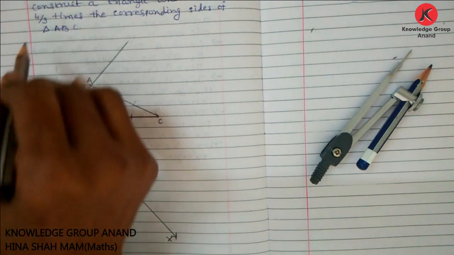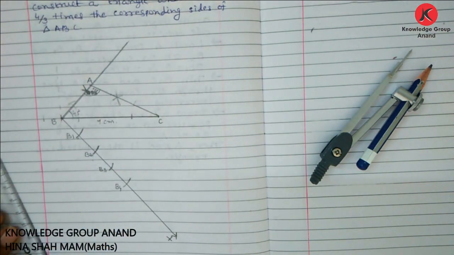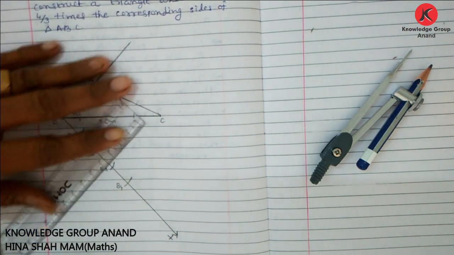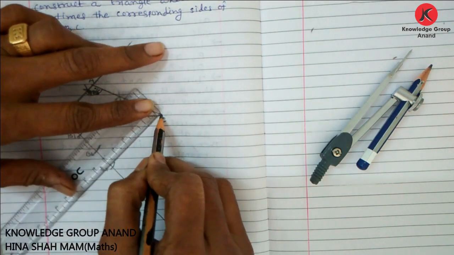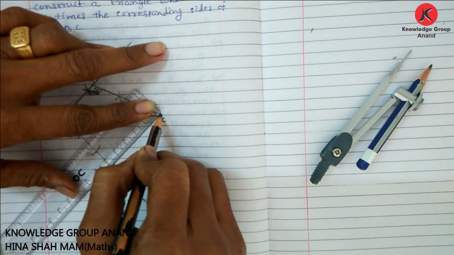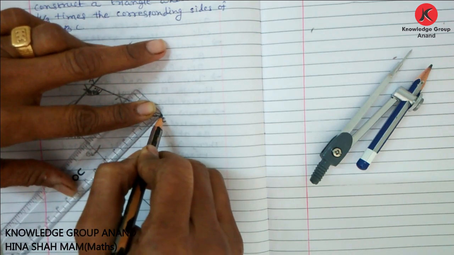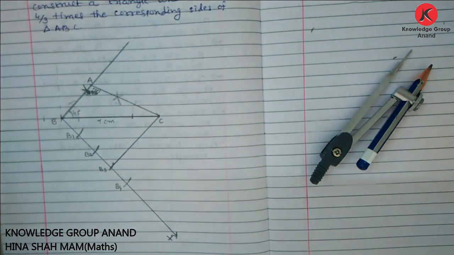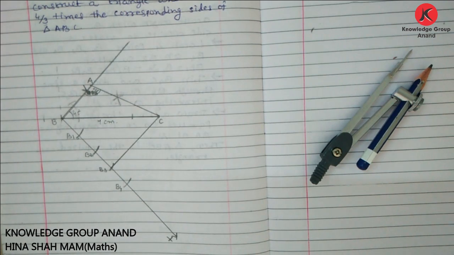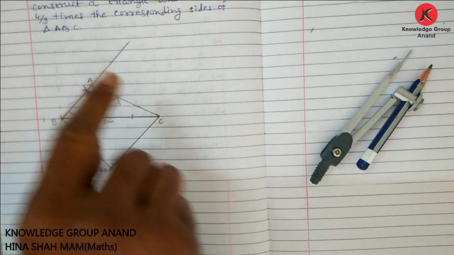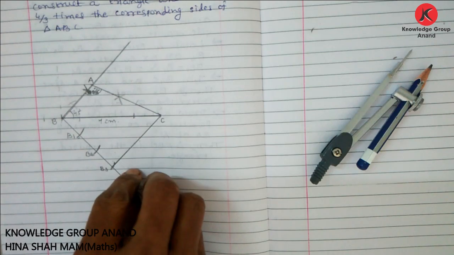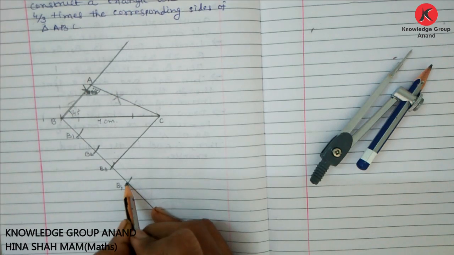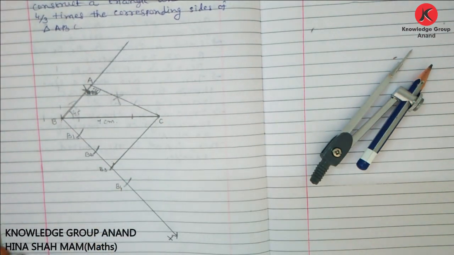4 by 3 times. Which points join to C? Third number, part number 3. B3 join to C. Here we join B3 to C. Its denominator is 3. Then for B3 join to C. Now through B4, its numerator is 4. Through B4, parallel line to B3C.